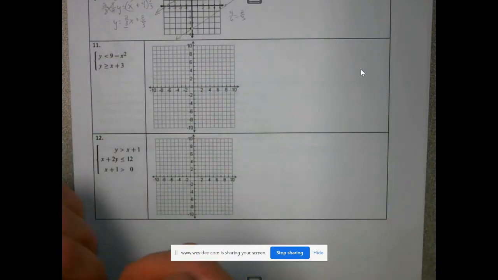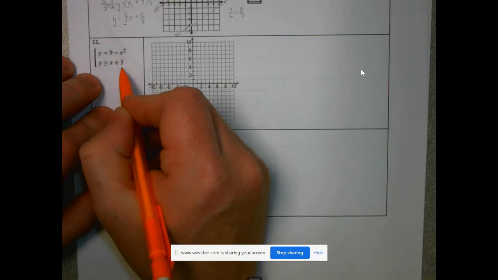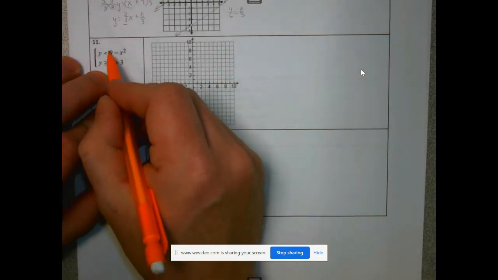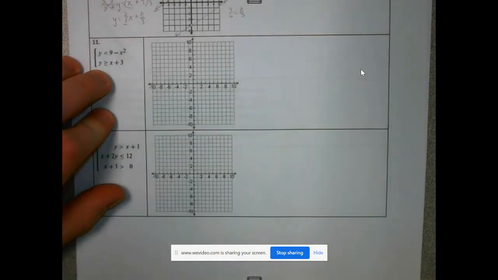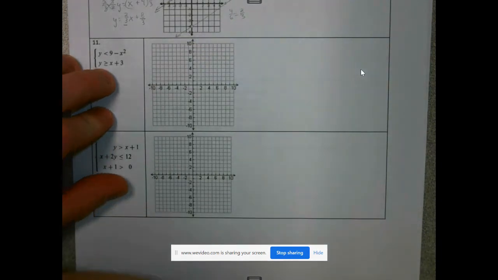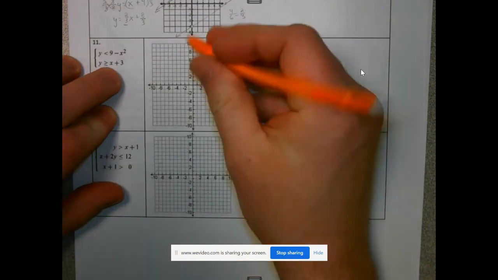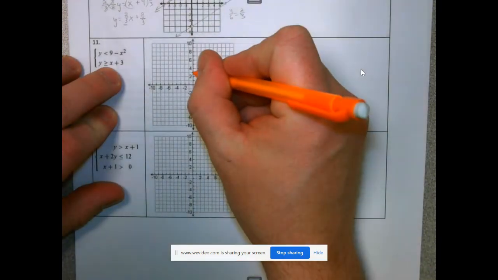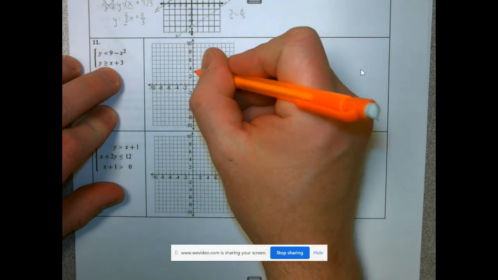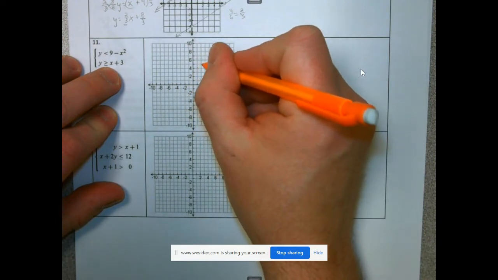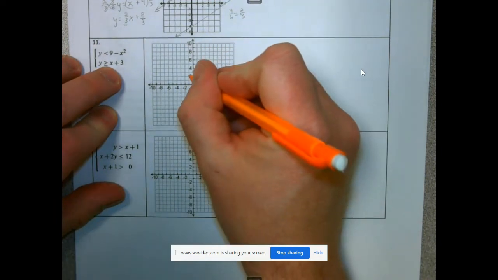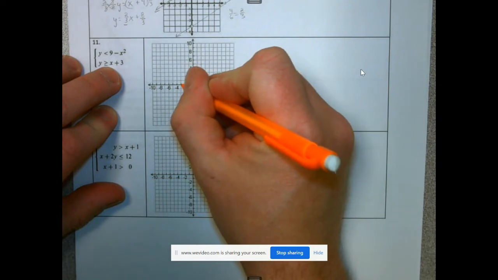Okay, here we have a system of nonlinear equations. We have a parabola and a line, and these are actually inequalities as well, so we're going to be shading. So let's start with the easy one, the line. I know I have a solid line here. We're going to start at positive 3, closed circle, and the slope is 1. So we're just going to go up 1, right 1, or down 1, left 1.